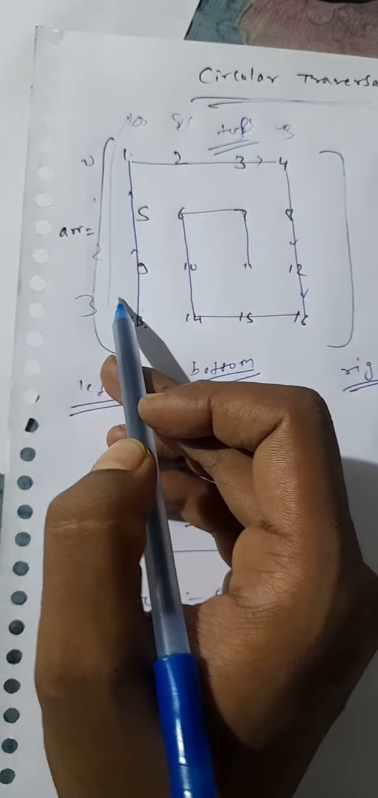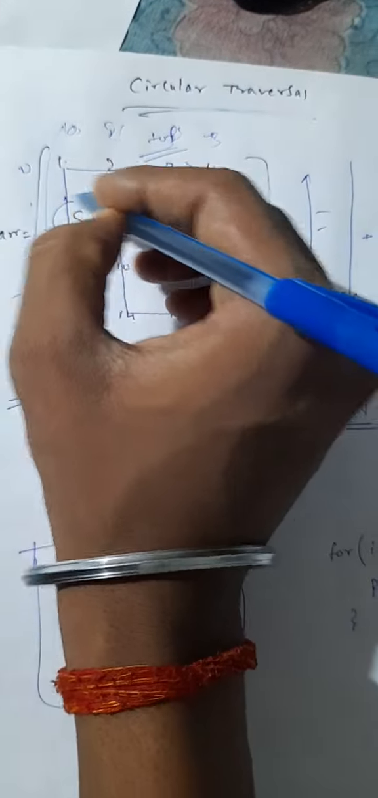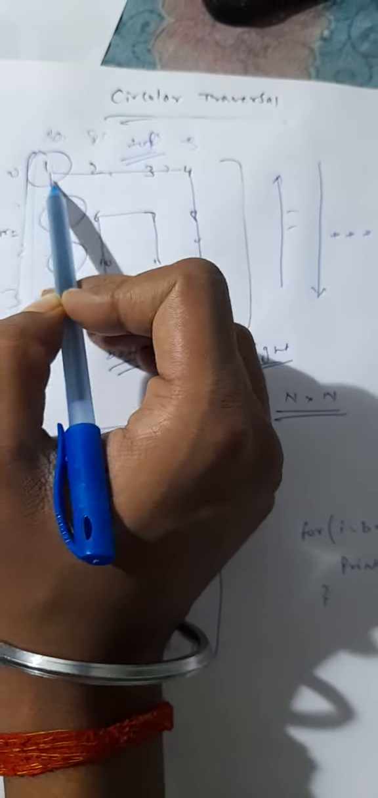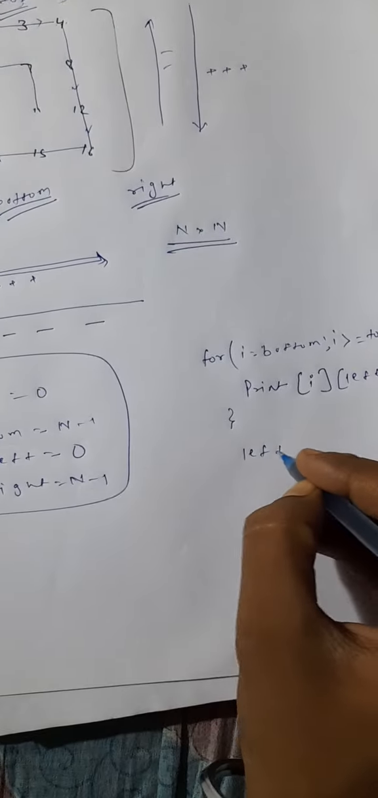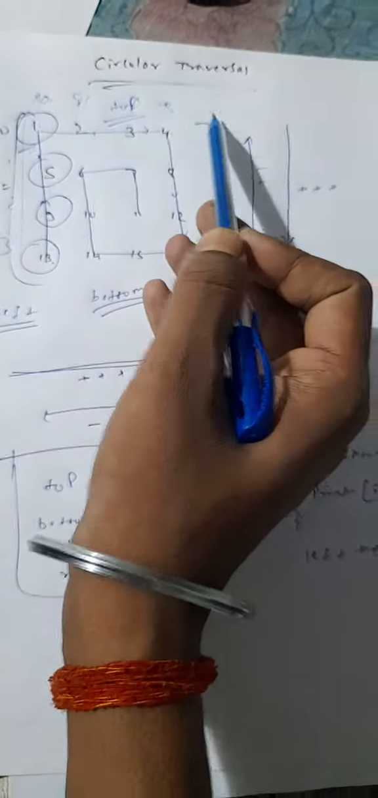After that, we cover all these elements 13, 9, 5 and 1. Now we have to cover 2, 3 and 4. So when we go left to right, it would be repeated. That's why we increase the left pillar, left plus plus. Now we have to move from left to right, along the top pillar.